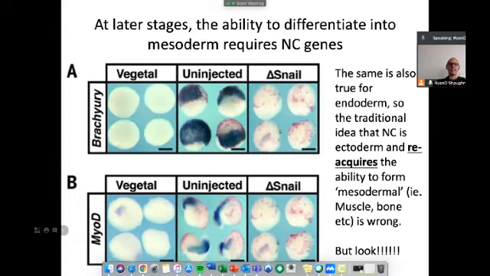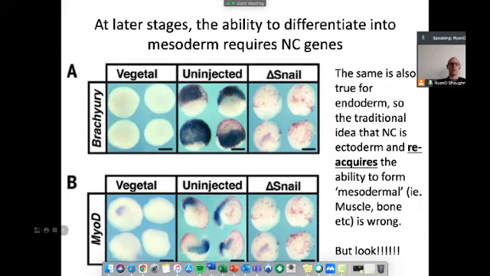And in later stages, the ability to differentiate requires these neural crest genes. So Brachyury is a mesodermal marker, and in our normal embryos we see normal expression of brachyury. When we knock out this key neural crest marker, SNAIL, we see a loss of mesodermal fates. So this suggests that the neural crest is not just ectoderm and requires the ability to form mesoderm.